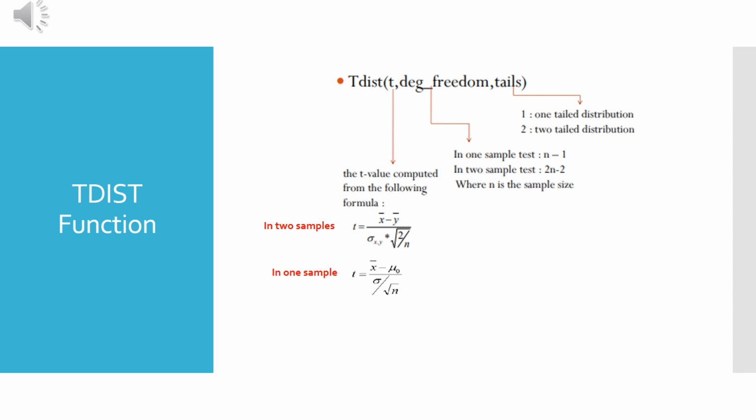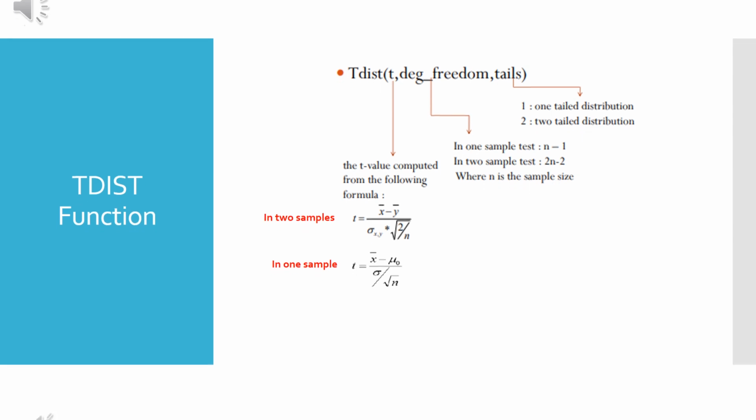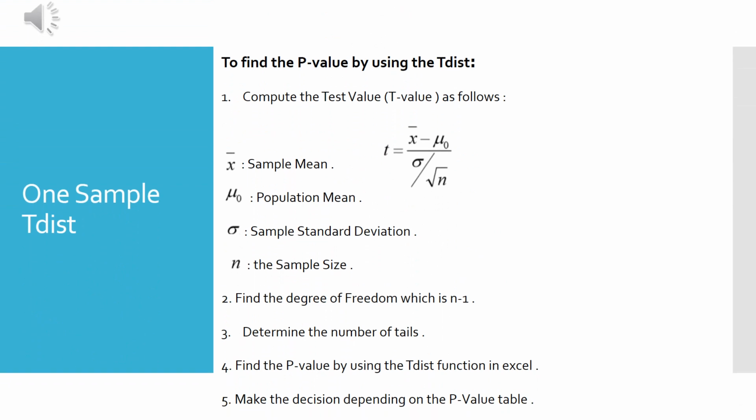The degree of freedom: in one sample test, it is the sample size minus 1, n minus 1, and in two samples, it is 2 times n minus 2, where n is the one sample size. Tails: if the distribution is one tail, we put 1. If the distribution is two tails, we put 2. It can be used in one sample and two samples.